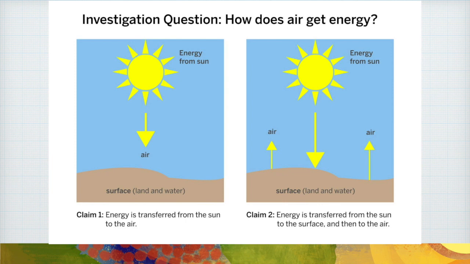Our second claim is a little more complicated. It's the idea that energy is transferred from the sun down to the ground, and then from the ground, the heat is bounced back up into the air. Now, it may not be as logical, but the idea might make some sense because of some of your experience. We know that as we go higher in the troposphere, it may not be as hot. So we want to figure out which one of these claims makes more logical sense.